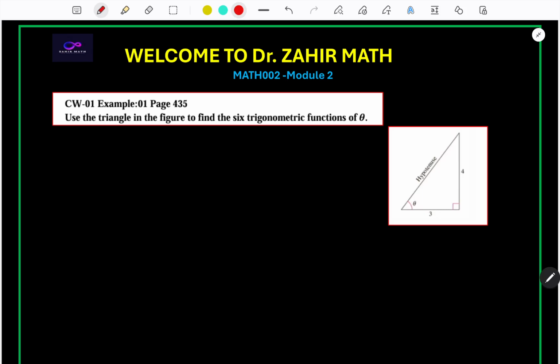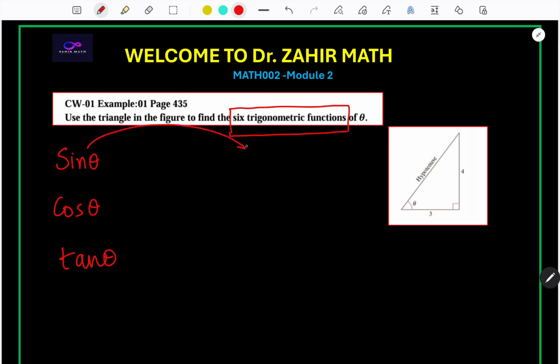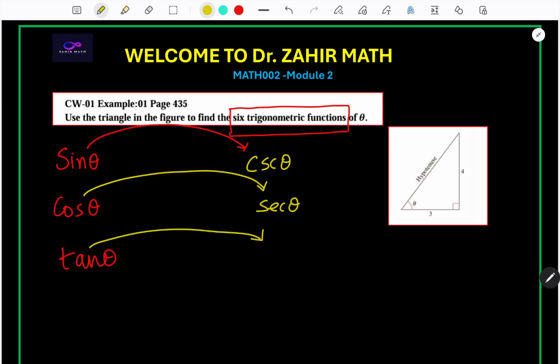So let's go to the first question. Use the triangle in the figure to find the 6 trigonometric functions of theta. What are the 6 trigonometric functions? You need sine theta, cosine theta, tan theta. Then the reverse of sine theta is going to become cosecant theta, right? The reverse of cosine theta is secant theta. And the reverse of tan theta is cot theta, or cotan theta, right? So there are 6 ratios.